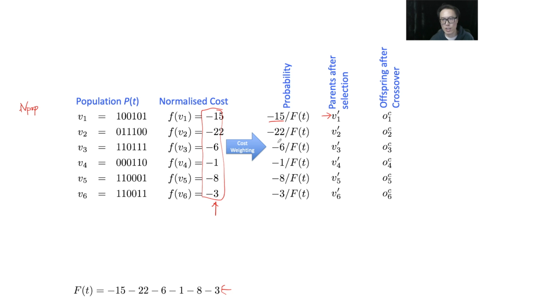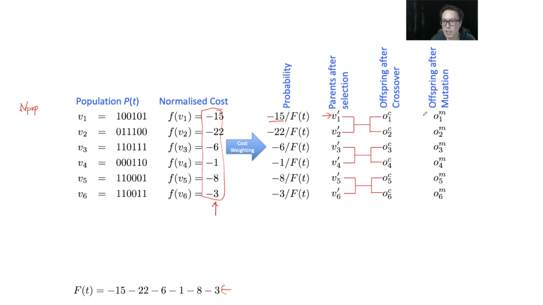So the next step is to perform crossover. Each pair, V1 prime and V2 prime, is going to perform crossover. The second pair performs crossover, and then the third pair performs crossover. After the crossover, we are going to do mutation on O1C and so on, according to the probability of the mutation rate we choose. So that is the picture of the configuration of the binary genetic algorithm.